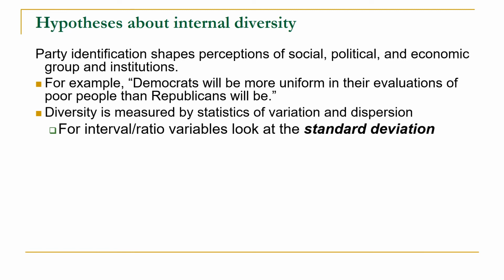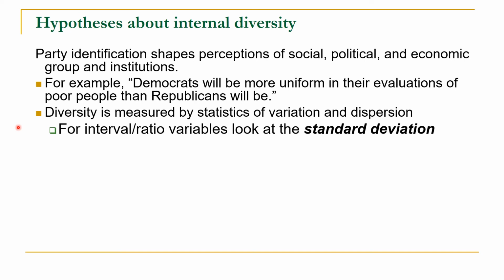we might come up with a hypothesis that says not only are Democrats more positively disposed toward poor people than Republicans are, but we think that Democrats are more uniform in their evaluations of poor people. That is, that they think alike, whereas Republicans' views might be more widely varied than Democrats'. And we might have some theory as to why we would expect that to be. Well, we can measure this diversity through our measures of variation and dispersion.